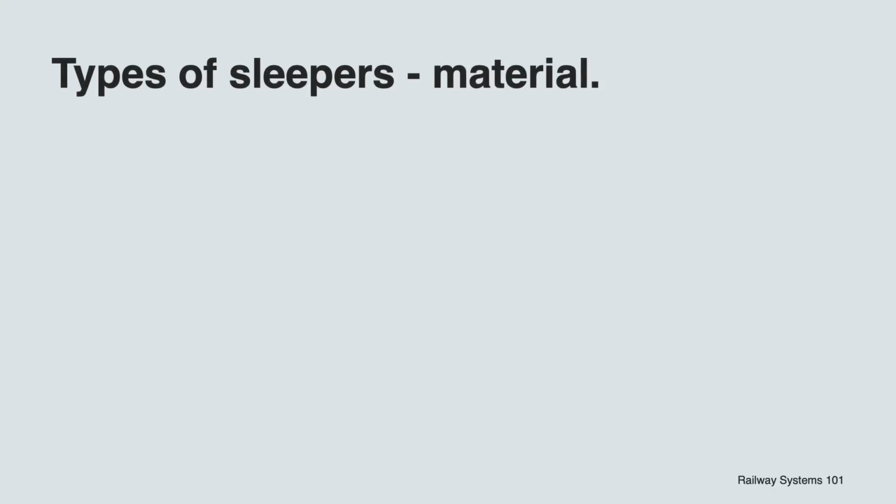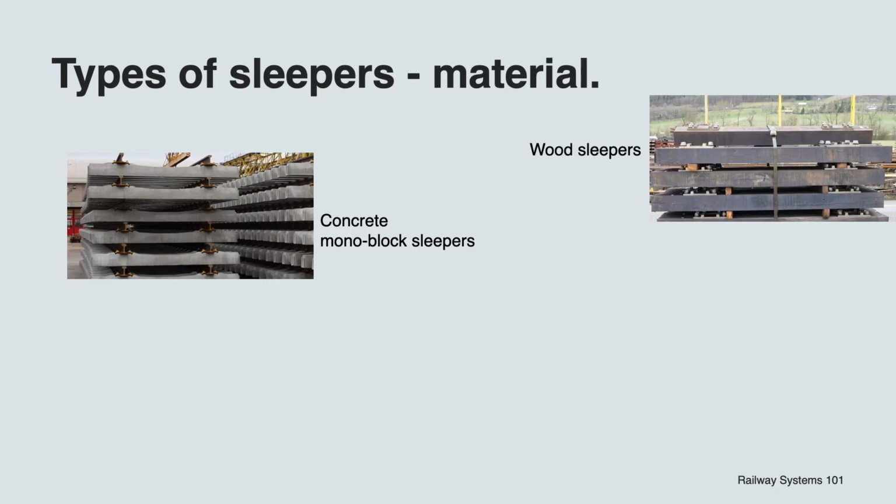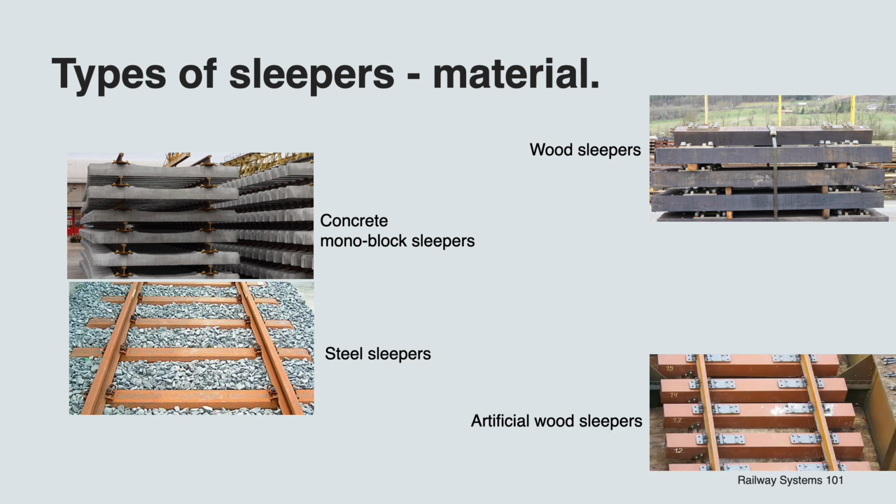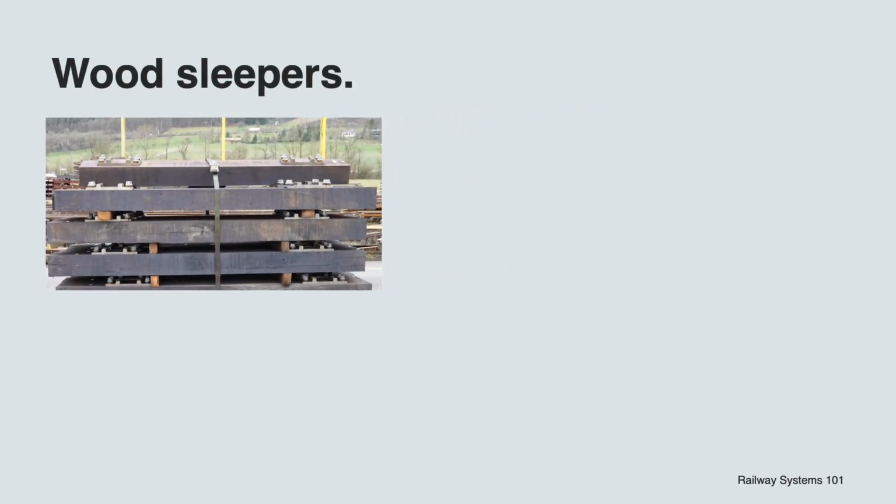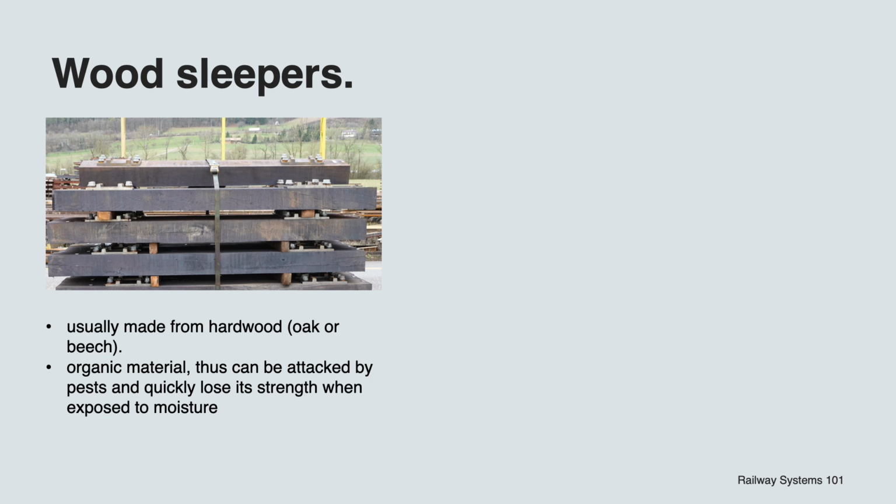As for materials, sleepers are commonly made from concrete, wood, steel, and artificial wood. The choice of material for the sleepers to be installed is made on the basis of technical, operational, and economic considerations. So let's focus on each one of them. Wood sleepers. On normal gauge railways, wood sleepers are usually made from hardwood like oak or beech. On lighter applications like trams or subways, softwood can also be used.